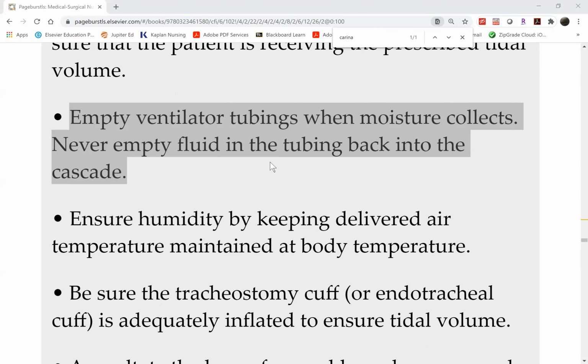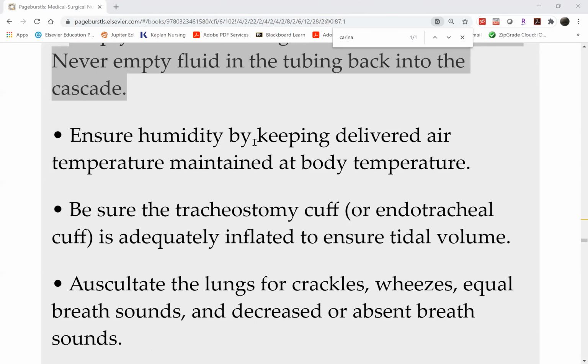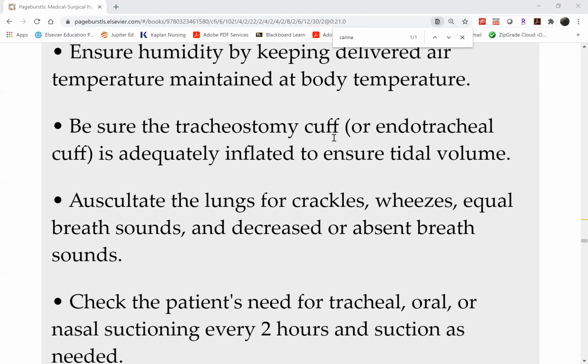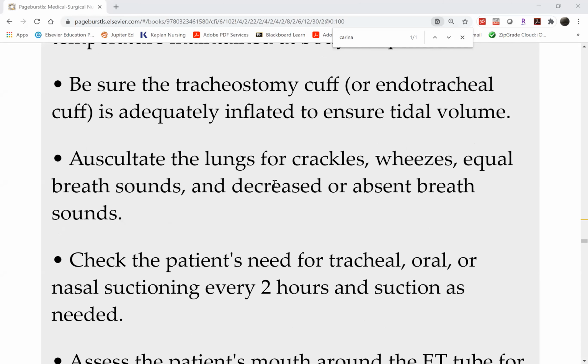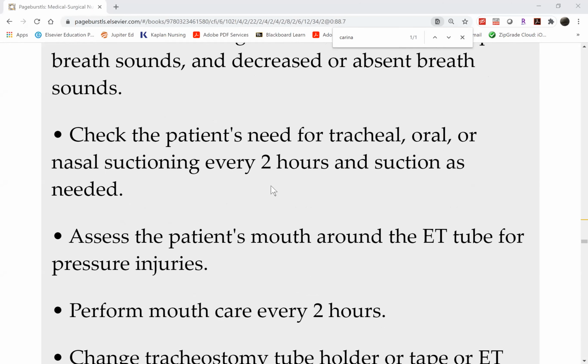Okay, so that's that part. Yes, we keep the air humidified. This is ensuring proper cuff inflation, and you listen for lung sounds and suctioning. Okay, before we go any further, let's do suctioning.